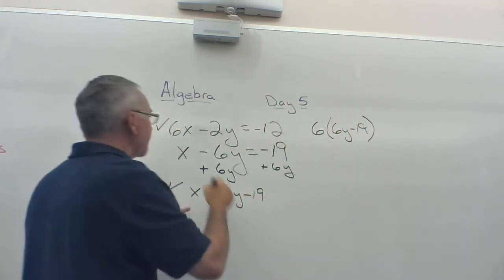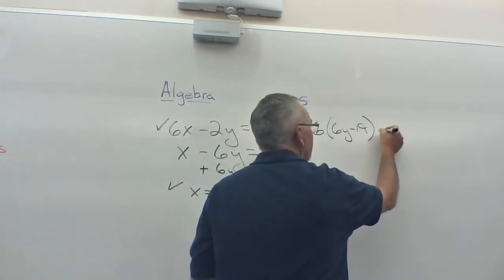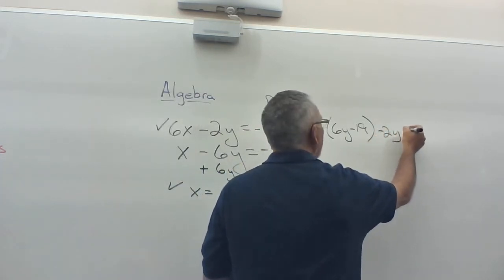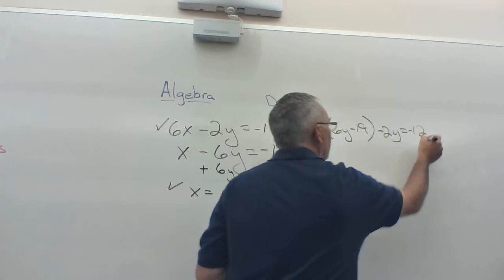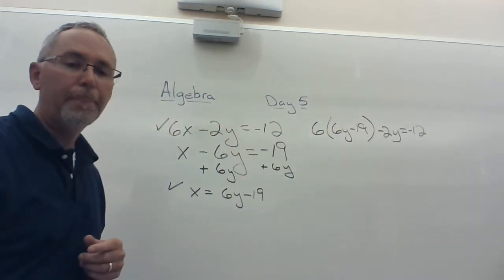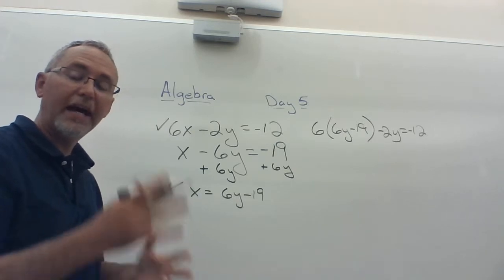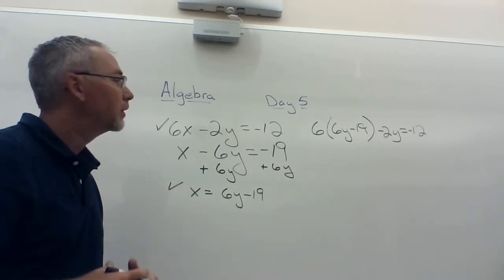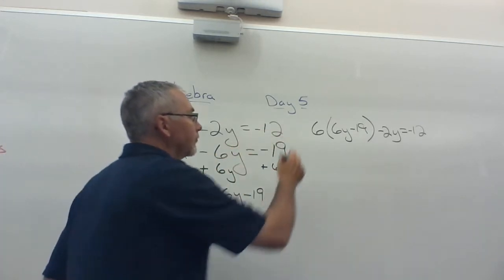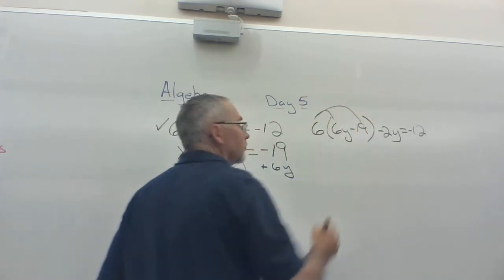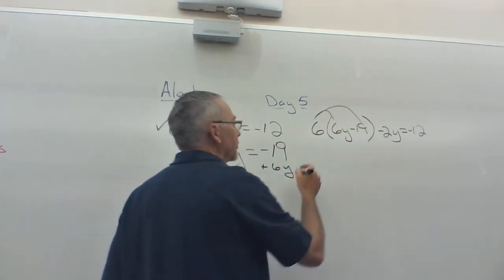I'm plugging that in. Minus 2y equals negative 12. Hopefully that's making sense so far. This is exactly where we were last time. And so now I'm going to go ahead and bring that through by distributing.